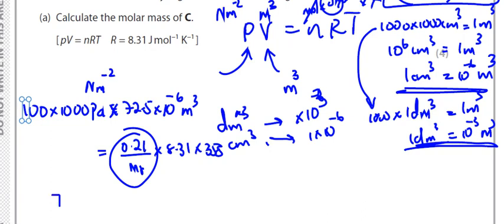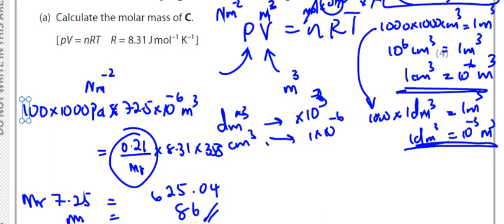So you get 7.25 on this side of the equation, and on the other side 0.21 multiplied by 8.314 multiplied by 358. On this side you got 625.04, and the molar mass is over here. So molar mass equals 625.04 divided by 7.25, to get 86.21. So roughly we take it as 86.